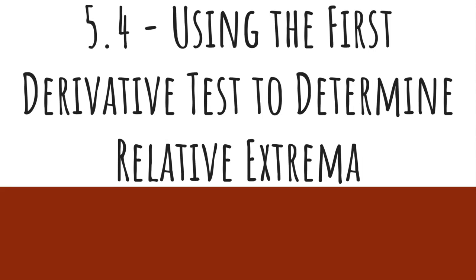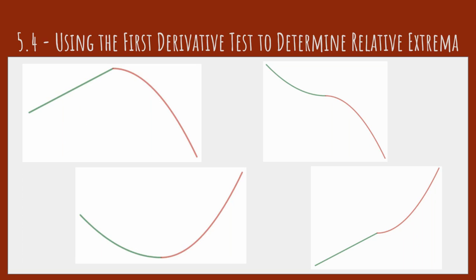I want to take some of the ideas that we've talked about in the last couple of topics and combine them to give us a method for finding relative extrema. So I want to start by looking at some pictures. In these pictures, we've got a couple of them with a relative extreme value and then a couple of them without. And I want to talk about what's going on here in terms of what we've talked about previously.